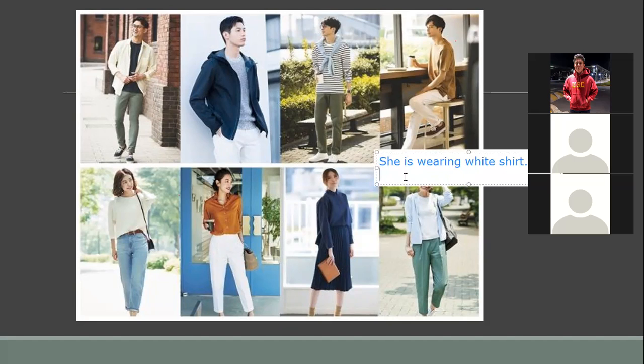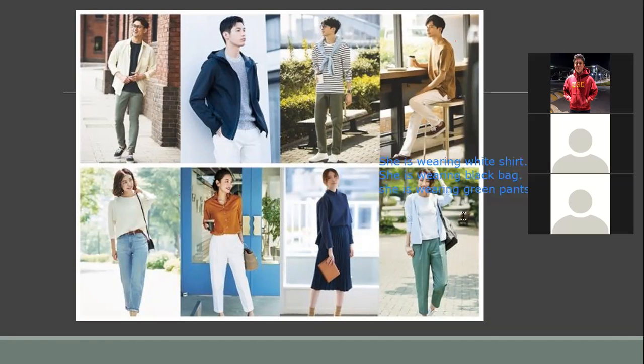What about her pants? She's wearing white. Black bag? No. White black bag? No. She's wearing black? Black bag. Okay, black bag. That's good. Okay. Y una más. What about her pants? She's wearing green pants. Yes, very good. Ahí está.